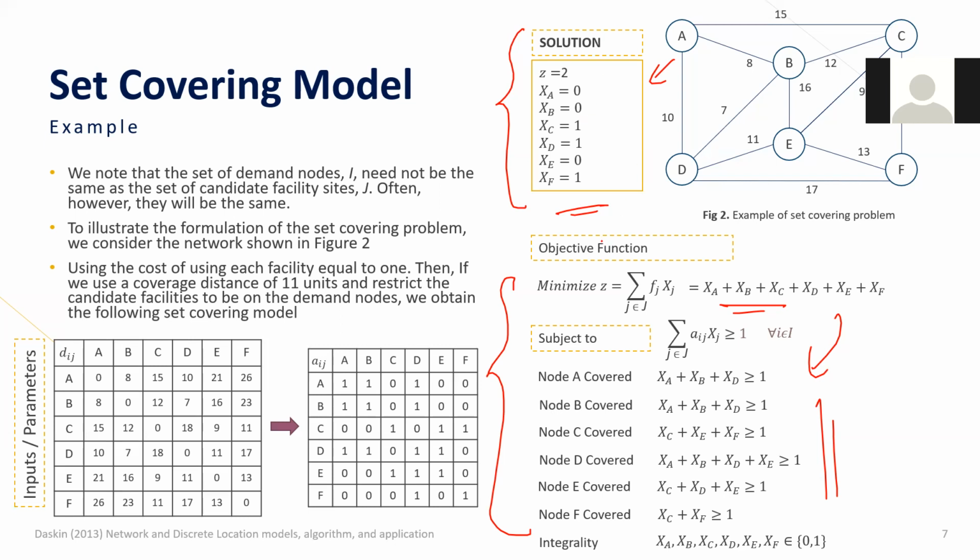But the results show that basically you need only 2. Z equals 2 means that among these 6 facilities, you only open 2 facilities so that it covers all those demand nodes. Okay.